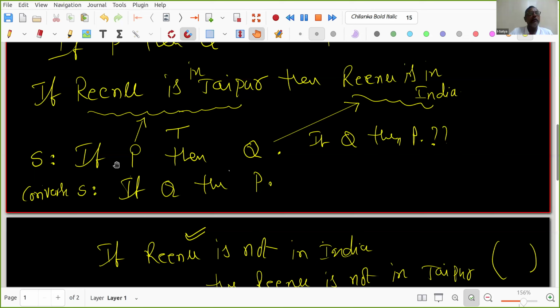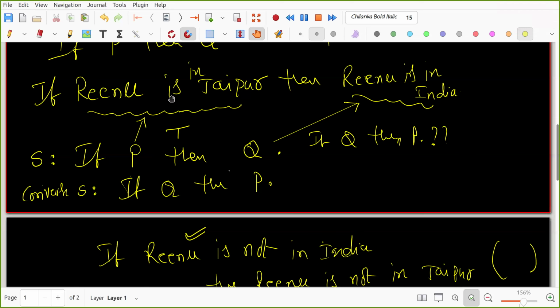Do not be in a hurry. Take some time, take a deep breath, get ready. Listen first. Do not tell the answer yet. I am asking now. If Renu is in Jaipur, then Renu is in India. This is a statement. I called this P. If P, then Q. What is P?